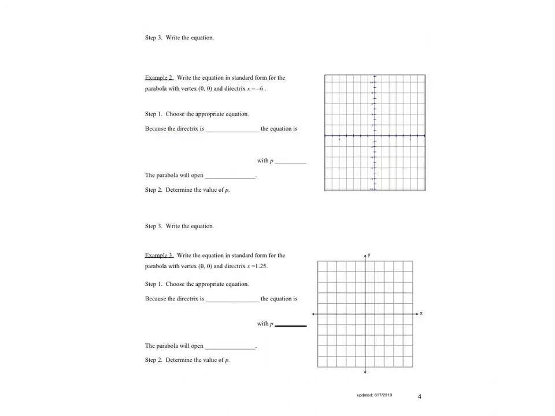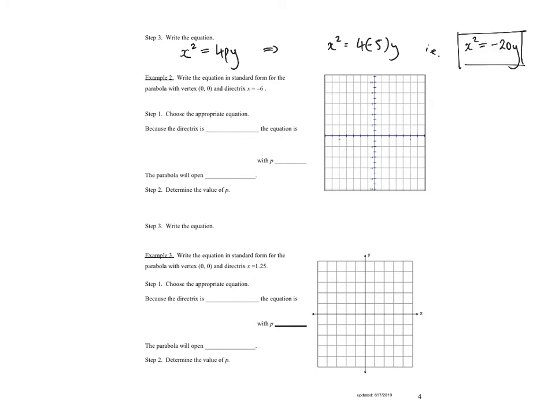So to finish off this problem, all we have to do is substitute p equals -5 into our equation x squared equals 4py, so our final equation is x squared equals 4 times -5y, i.e. x squared equals -20y.